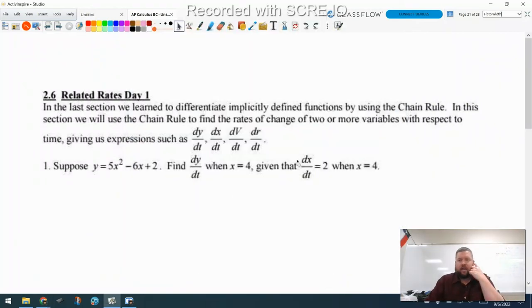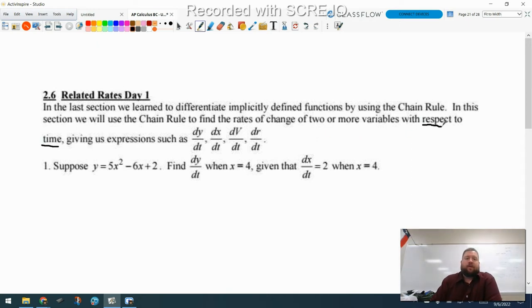All right, we're going to do our first day of related rates in this video. Related rates use implicit differentiation to solve them. We just learned how to do that by using the chain rule. So in this section, we are going to find rates of change with respect to time.